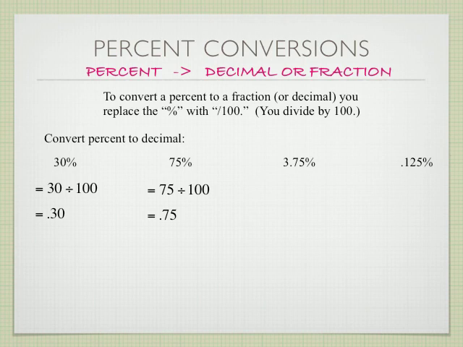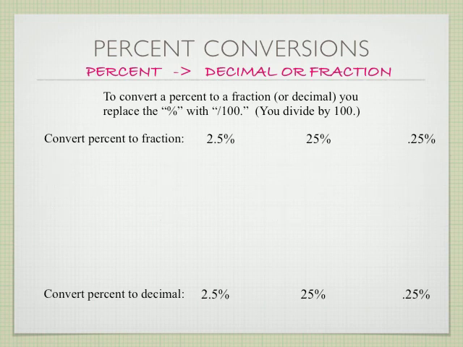3.75%. Now how do I move it twice? There's only one digit to the left of the decimal point. I imagine that there is a 0 there, so it would be 0.0375. How about 0.125%? Okay, there's nothing before the decimal, so I put in 2 zeros, 0.00125. That's how I rewrite a percent as a decimal.